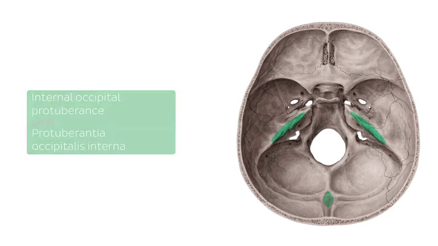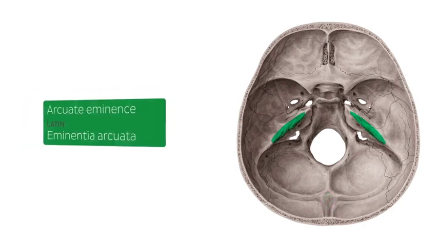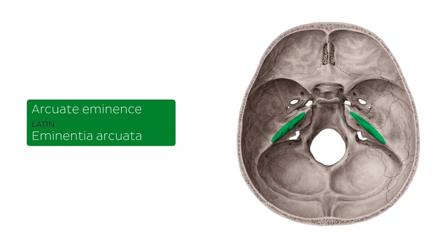Next structures that we're going to highlight here are known as the arcuate eminences, and these are located on the internal surface of the petrous part of the temporal bone. These bilateral eminences are produced as a result of the underlying semicircular canal.